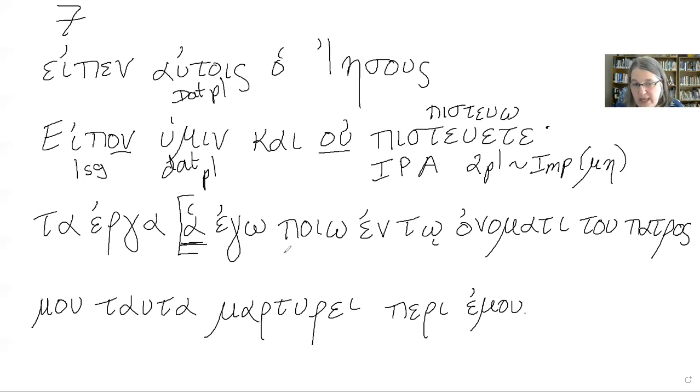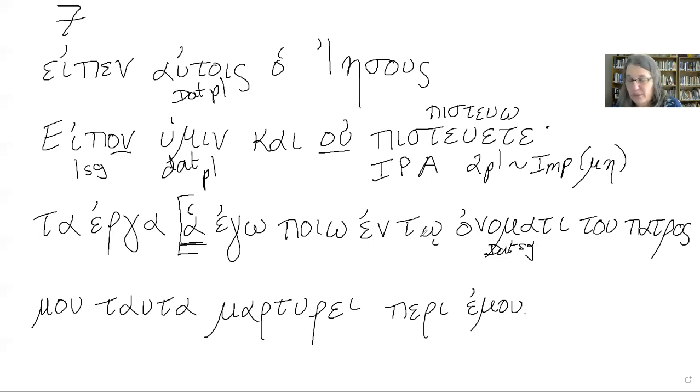Poio is from poieo, and it's just the present tense, first person singular. So I myself do in to onomati. So this is the dative singular. And notice that when we have articles, when we know the declension of the article, that can help us, even if we've forgotten the declension, the third declension, or whatever declension the noun happens to be.